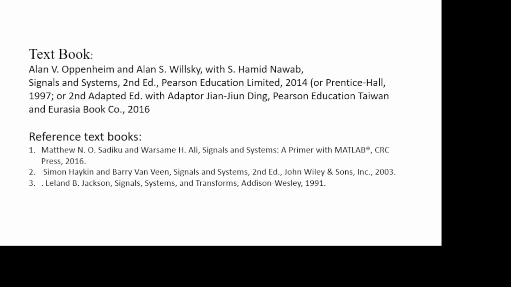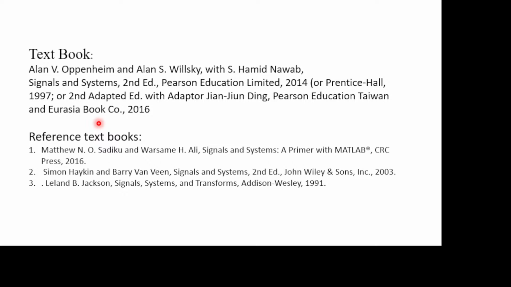So let's go to the organization first. This is the textbook you probably already see on the school website. There are more recommended textbooks, but we will mostly follow this Oppenheim textbook, and the homeworks are basically all from the book questions.